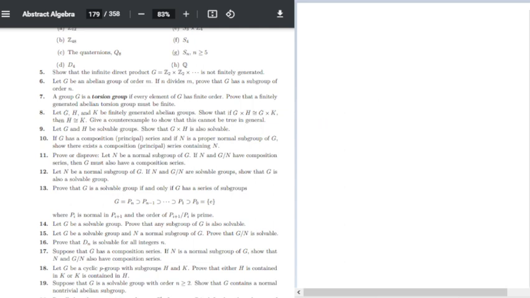Let G and H be solvable groups. Show that G times H is also solvable. And I don't want to work with composition series tonight. I'm way too tired.